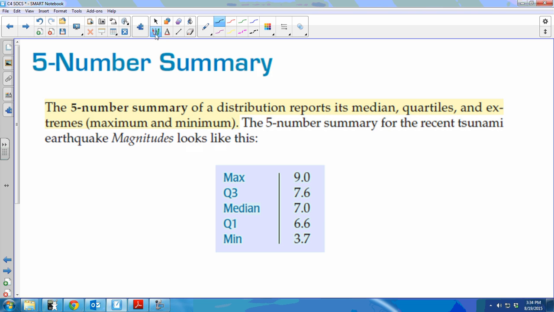The word is the 5-number summary. The 5-number summary means these 5 measures: the minimum, the first quartile, the median, the third quartile, and the maximum. You can do this on your calculator and it actually gives you the 5-number summary, but it's important to know what the 5 different statistics are that you're going to use in your summary. So minimum, maximum, the quartiles, and the median.